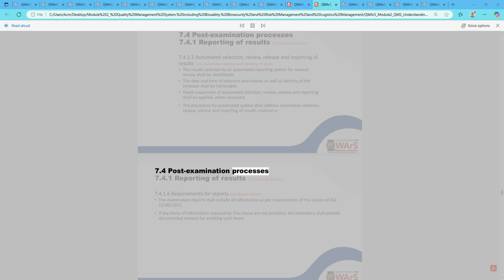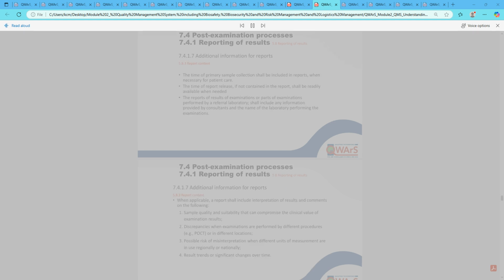7.4 Post-examination processes. 7.4.1 Reporting of results. 5.8 Reporting of results. 7.4.1 6 Requirements for reports. 5.8.3 Report content. The examination reports shall include all information as per requirements of this clause of ISO 15189:2022. If any items of information required by this clause are not provided, the laboratory shall provide documented reasons for omitting such items.